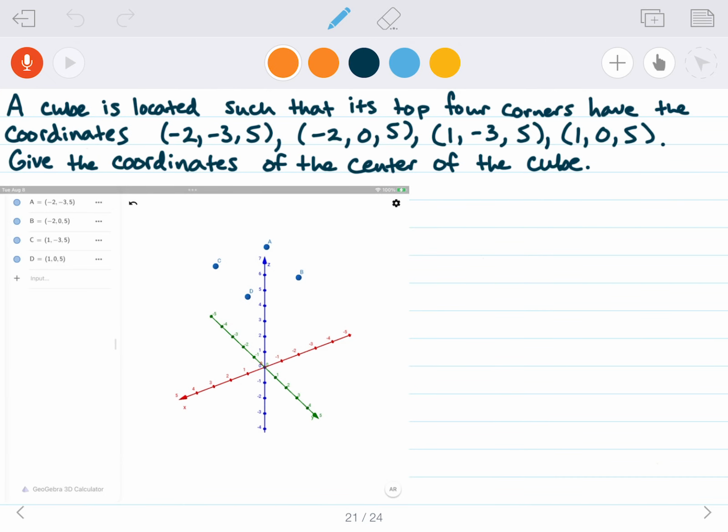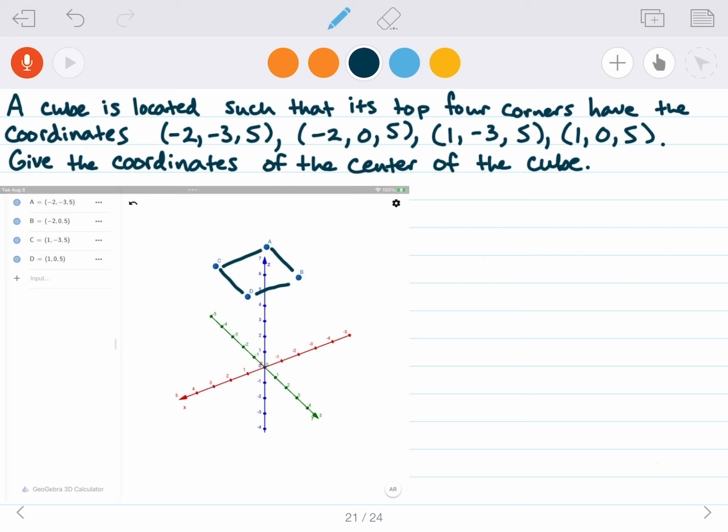The cube is located such that its top 4 corners have the following coordinates. Give the coordinates of the center of the cube. Okay, so I've already plotted these coordinates on GeoGebra, and so these 4 points are going to make up the top of our cube, the corners. And so the idea here is to start at a point, travel halfway along the x, travel halfway along the y, and travel halfway along the z-axis to get to the center.